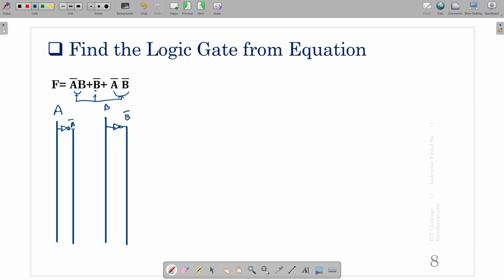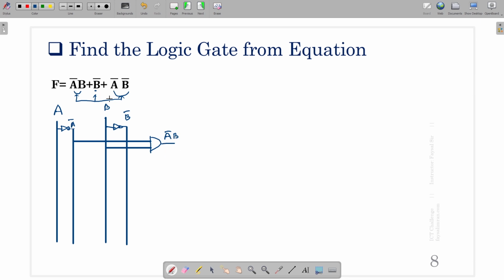So now we have to make sure our input, at first we have to work for this equation A bar B. So the input is A bar and also this input is B. So we have to draw a AND gate here. So you will get A bar B. Okay, this line is for A bar and this line for B. That means you will get A bar into B.